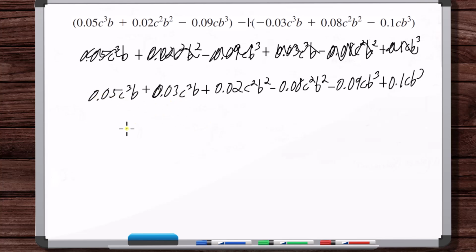So these two, 0.05 plus 0.03 is 0.08 c cubed b. Then let's see, 0.02 minus 0.08 is minus 0.06. Okay, and then minus 0.09 plus 0.1 is positive 0.01 cb cubed. Now, but yeah, this is the final answer. Typically, we want to order polynomials with the degree in decreasing order. But the degree of all of these terms is 4: 3 plus 1, 2 plus 2. So we'll just leave it like this.